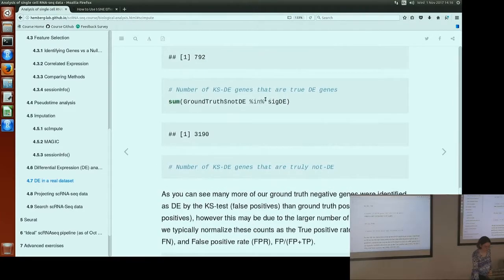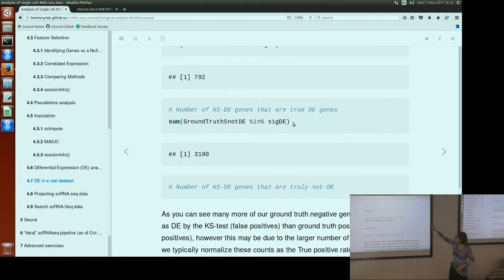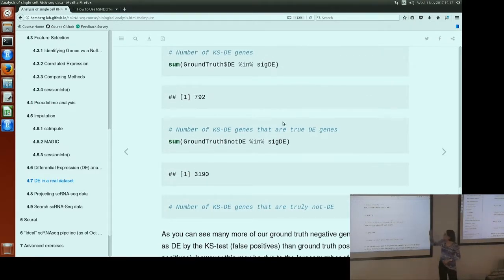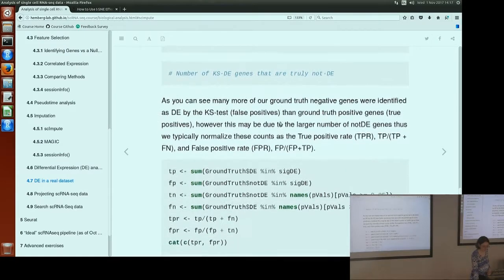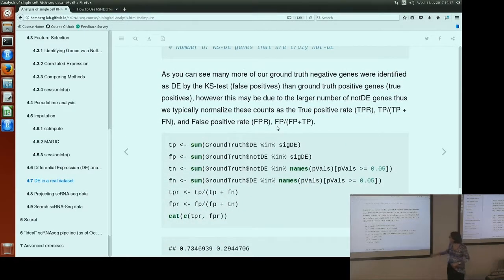You can see that there's many more false positives than there are true positives in there, but there's also a lot fewer known to be truly differentially expressed genes than not differentially expressed genes. So we want to quantify this in more relativistic terms. So we're going to look at the true positive rate, which is just the number of true positives. So it's the number of really differentially expressed genes that our test identified as differentially expressed, divided by the total number of truly differentially expressed genes. So that's the true positives plus the false negatives. So that's the genes that are differentially expressed that we missed with our test.